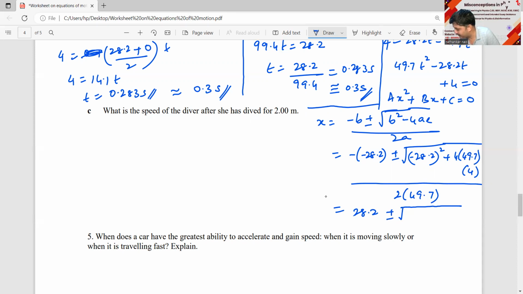So this should be 28.2 into 28.2 whole square, that should be equal to 795.24. 795.24 plus 4 4s are 16, 16 multiplied by 49.7 will be 795.2. Yes, same answer I'm getting. Anyway, so divided by 2 into 49.7.